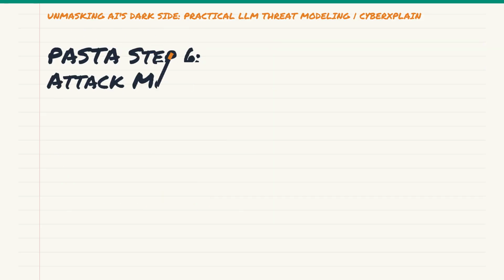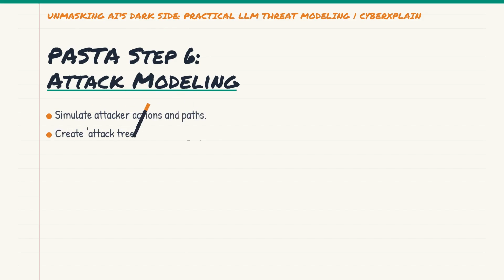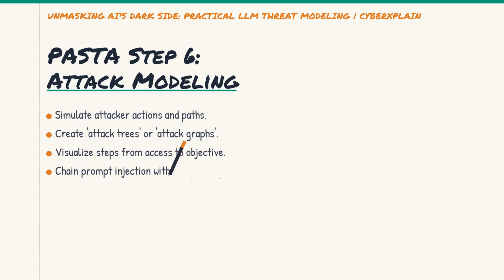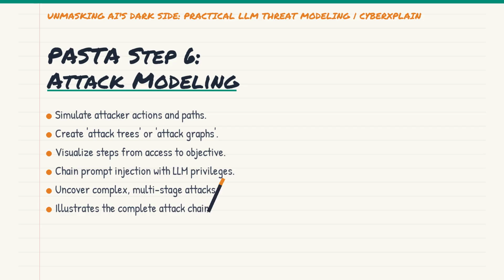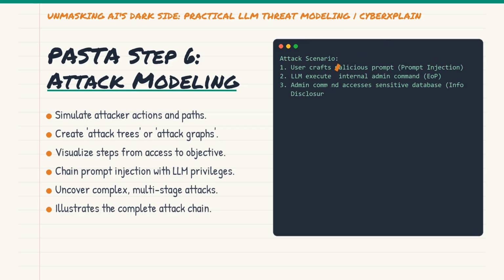With threats and vulnerabilities identified, step 6, attack modeling, is where we put on our hacker hats. This step involves simulating how an attacker might combine vulnerabilities to launch an attack. You create attack trees or attack graphs to visualize the steps an attacker would take from initial access to achieving their objective. For an LLM, this might involve chaining a prompt injection to gain control, then leveraging an overprivileged LLM role to access sensitive data, and finally exfiltrating it.